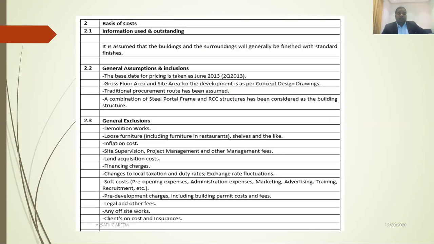Especially assumption: which period pricing you have taken, which stage of drawings you have considered, what procurement route you consider, what structure you considered. Here, we considered a combination of steel, portal frame, and RCC structures. Also, a general exclusion. What is excluded? For example, any demolition work, loose furniture, inflation cost, site supervision, financial charges, soft cost, pre-development charges, legal and other fees. Whatever you considered, you have to communicate with your client clearly.